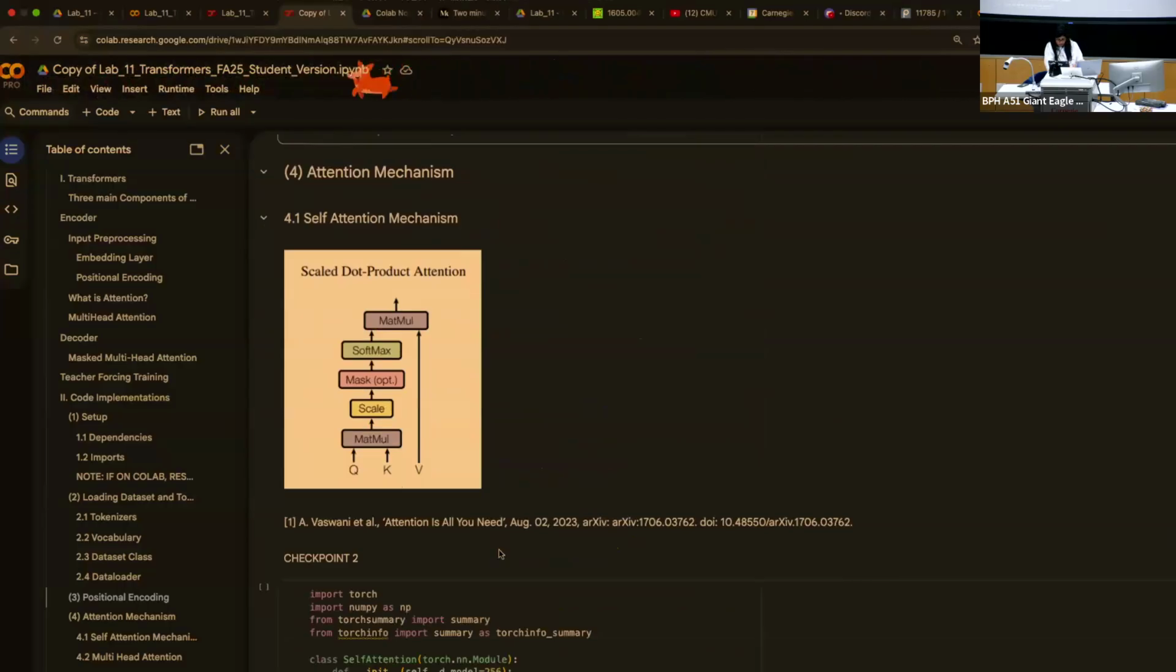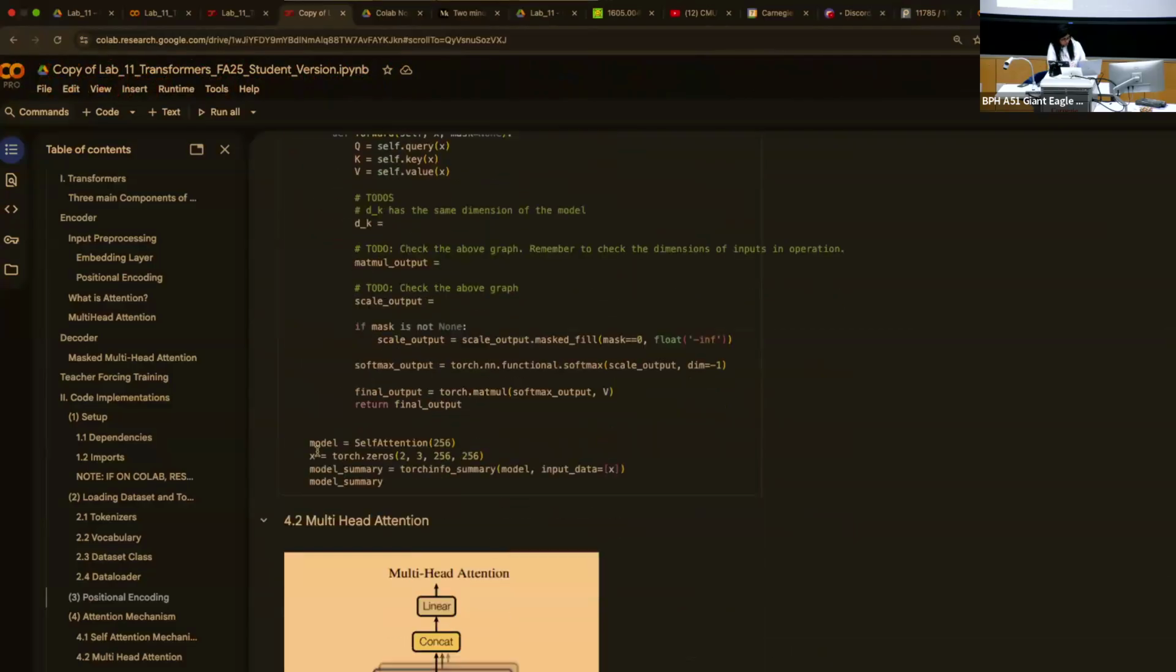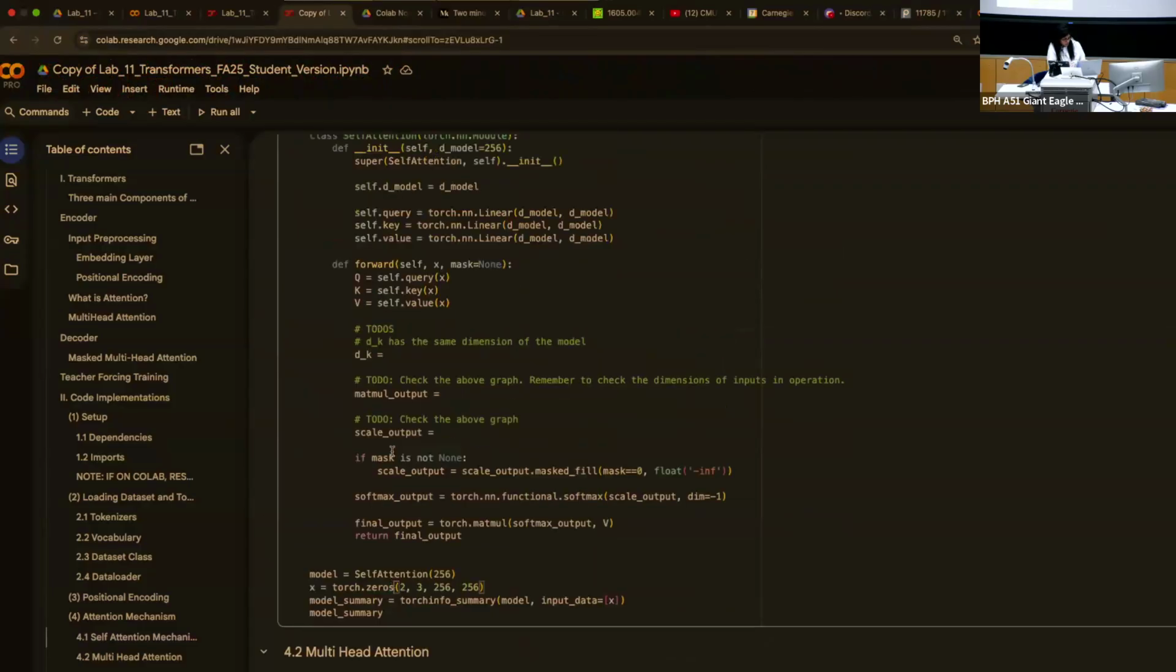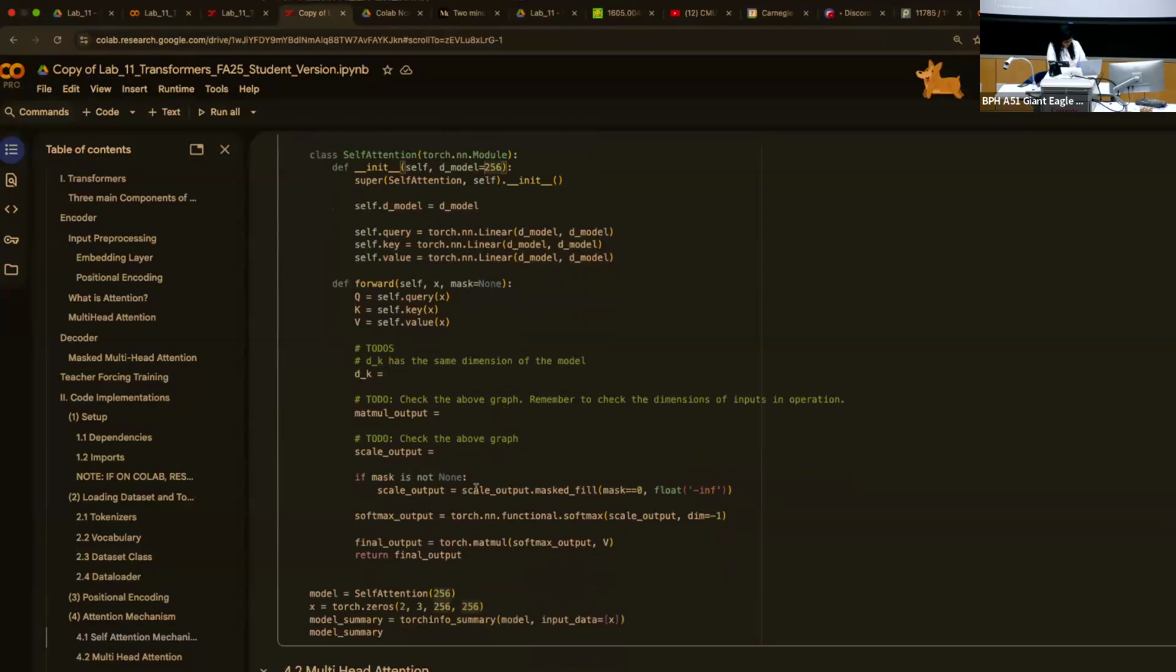Let's move on to the self-attention mechanism. We'll just be using some dummy input to check our dimensions here. And so we are initializing the query, key, and value vectors. We have our D model default value set as 256. And I'll give you a few minutes to think about what should go here and try coding it yourself.